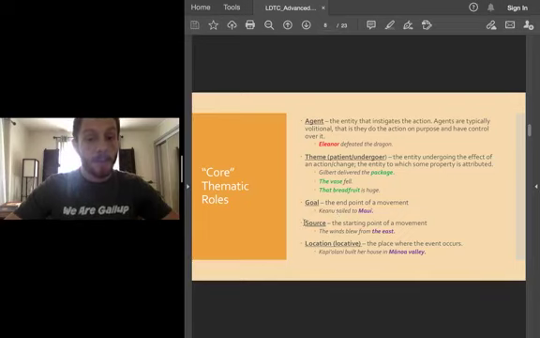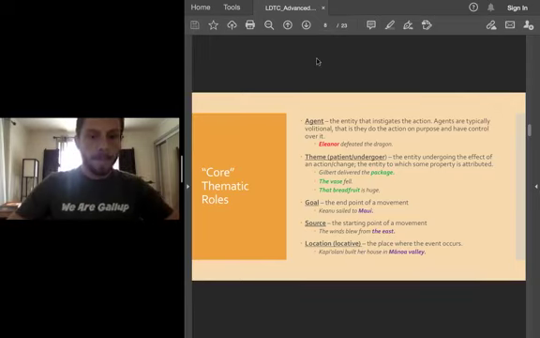The opposite of that is the source, which is the starting point of a movement. So in our example, the winds blew from the east, where the east is that starting point of the action to blow. Lastly, we have a locative, or location, which is simply the place where the event occurs. So for example, Kapiolani built her house in Manoa Valley. Manoa Valley is the location of the action building. And just to reinforce our understanding, Kapiolani is the agent. She is instigating the act of building. She has control over it. And her house is the theme. It is the element which is undergoing the process of being built.